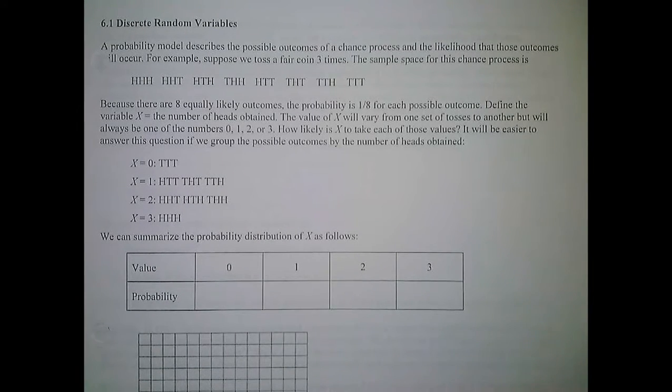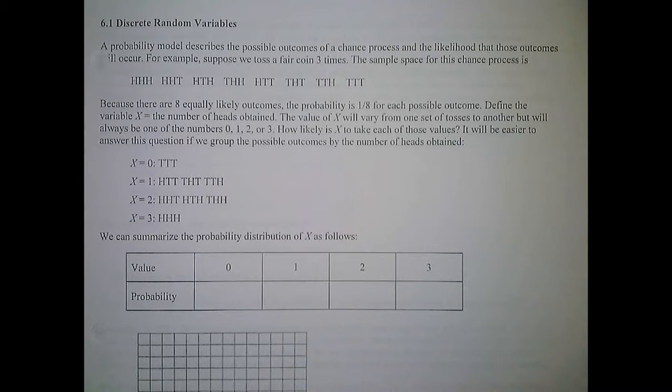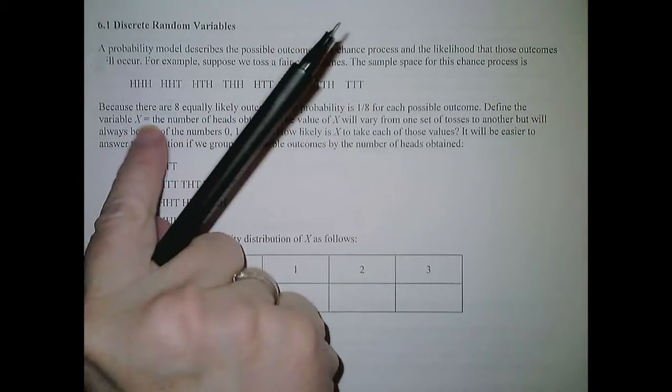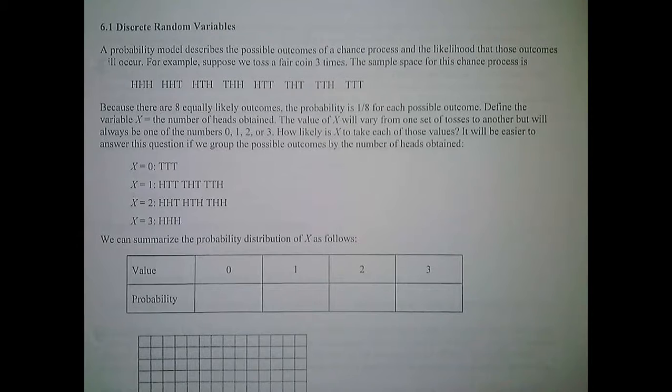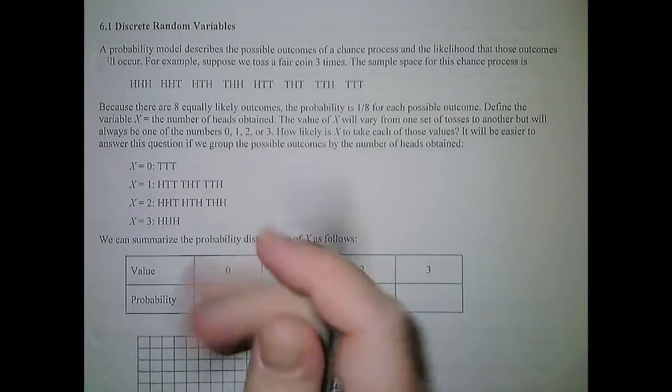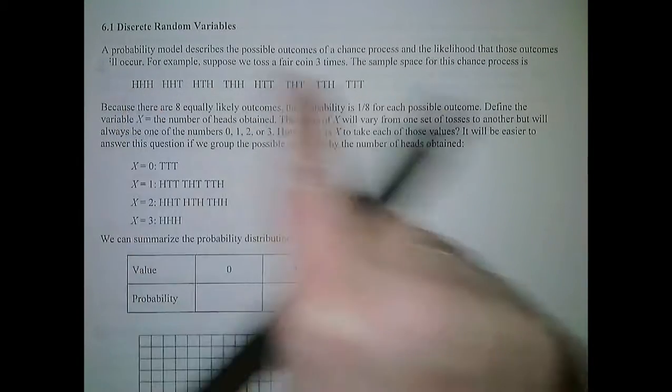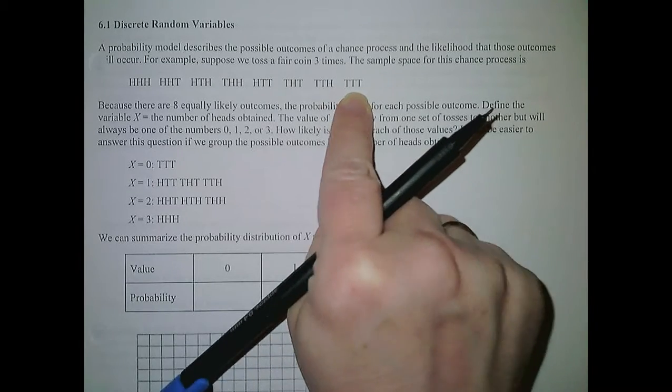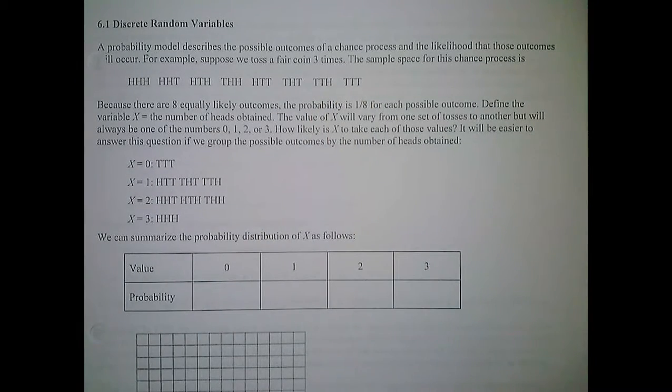So what we're going to do is define the variable x. We're going to let x equal the number of heads that's obtained from those 3 tosses. The value of x will vary from one set of tosses to another, but it will be some value between 0 and 3. We could have 3 heads, no heads, or any combination in between. So how likely is x to take each one of those values?